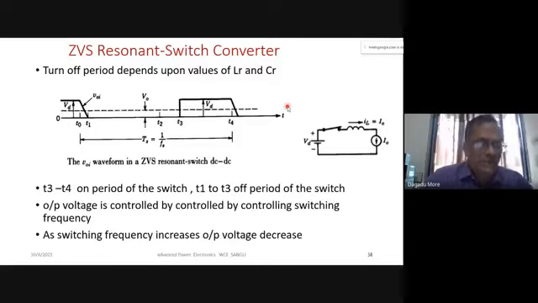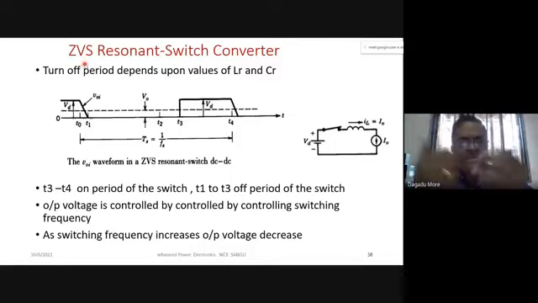So as frequency increases, output voltage goes on decreasing. The reverse is happening in case of ZCS. Whereas in ZCS, as frequency increases, our off period decreases, so output voltage will increase. In case of ZVS, zero voltage switching, as frequency increases, output voltage decreases. In case of ZCS, as frequency increases, output voltage increases. So that is the difference we have.